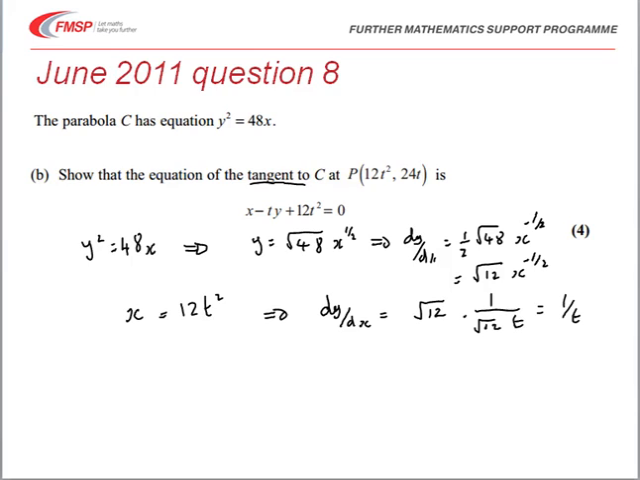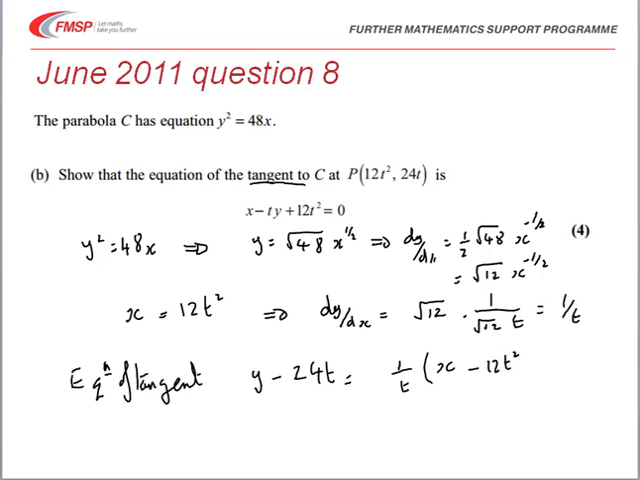Using that value of the gradient, the equation of the tangent can be substituted into our standard equation for a straight line. So the equation of tangent: y minus y1, which in this case is 24t, is equal to the gradient 1 over t multiplied by x minus x1, which is 12t squared. We need to multiply that throughout by t, so that ty minus 24t squared is equal to x minus 12t squared, and then rearrange that to give x minus ty plus 12t squared is equal to 0, which is the form that we're asked to give the answer.